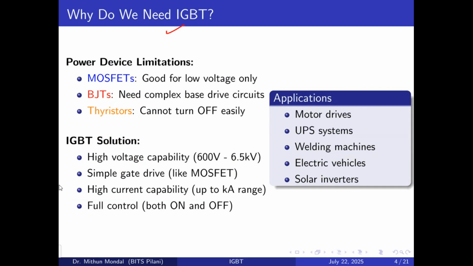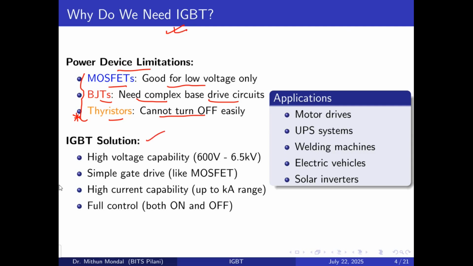Why do we need the IGBT? Because there are certain device limitations in terms of MOSFETs, BJTs and thyristors. Thyristors we have not covered yet; we will discuss them in the coming lecture. MOSFETs are good for low voltage only, so when the voltage is higher, MOSFETs are not preferable. The BJT needs a complex base drive circuit, so it is limited because of that. The thyristor cannot turn off easily. These limitations of MOSFET, BJT and thyristor necessitated the invention of the IGBT.